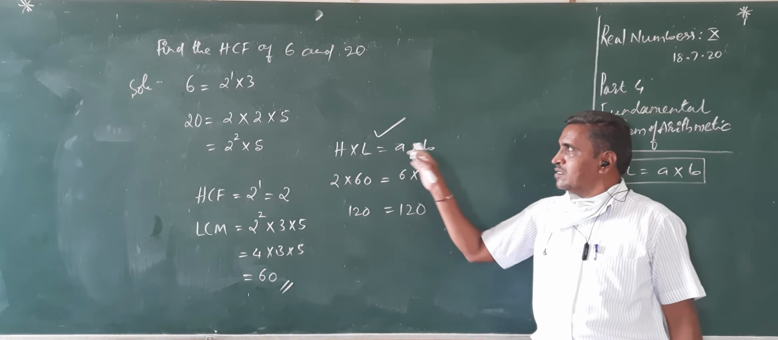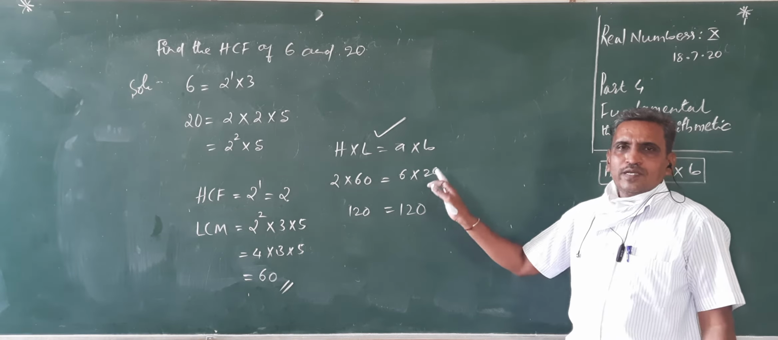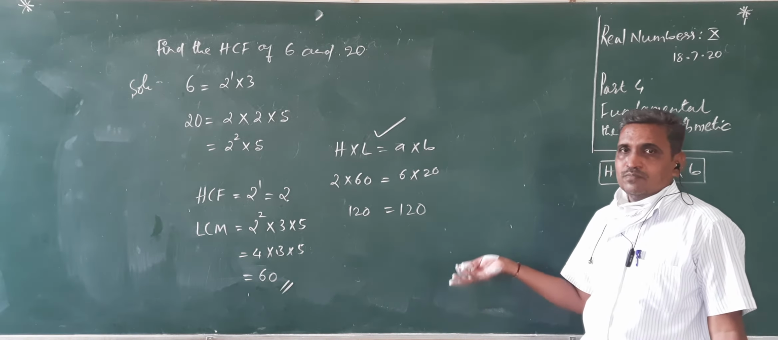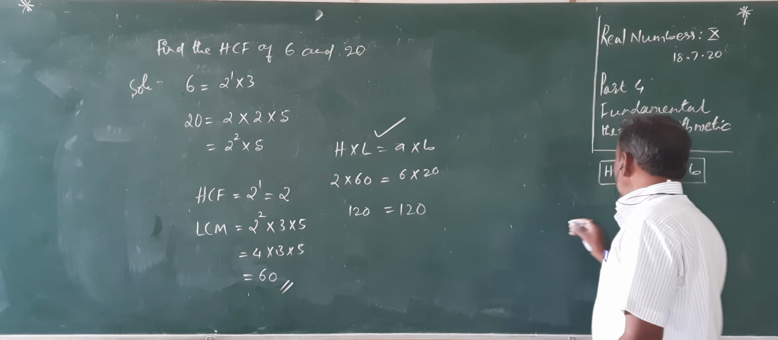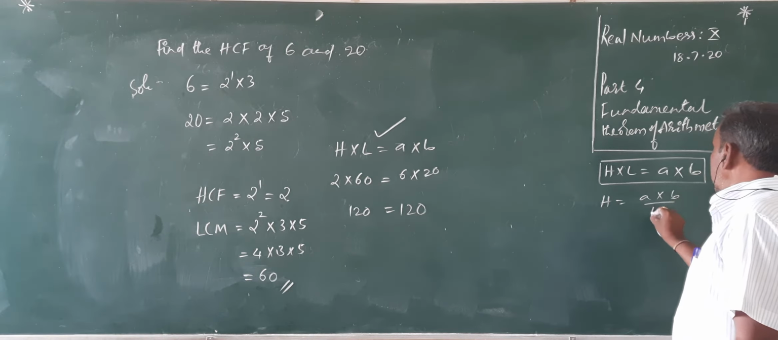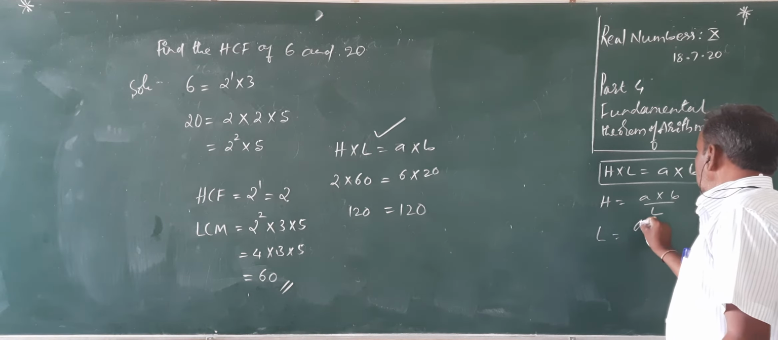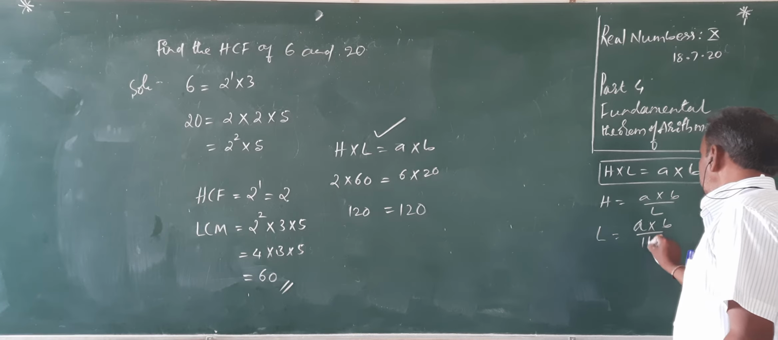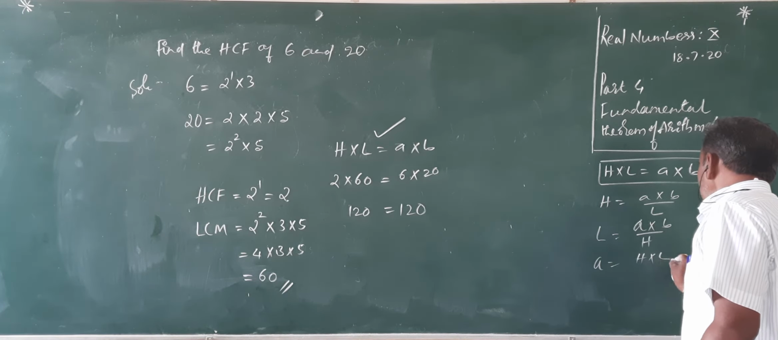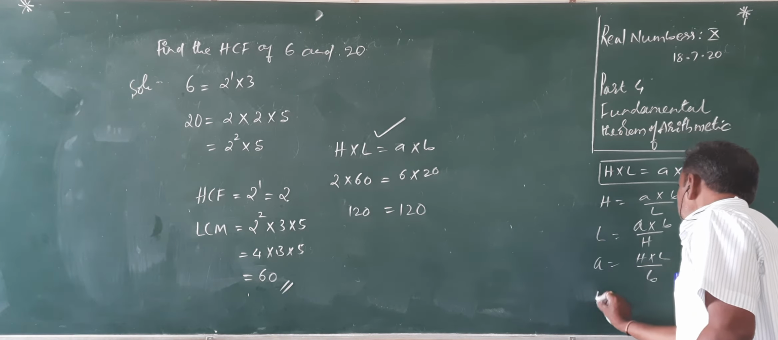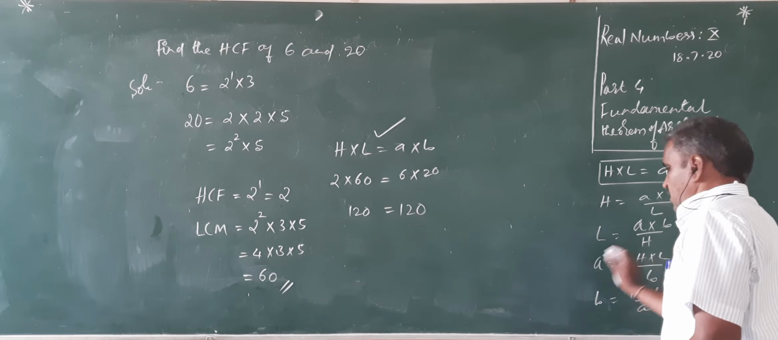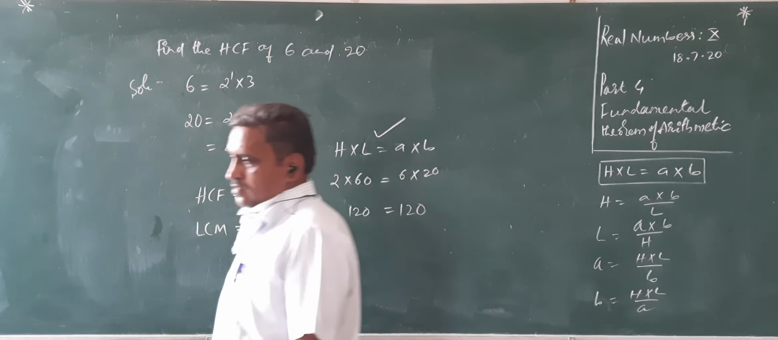That is the relation. Then we can use this. If H is not given, or L is not given, or A is not given, or B is not given, we can find it using the relation. That is, H equals A into B divided by L. L equals A into B divided by H. Similarly, A equals H into L divided by B. B equals H into L divided by A. These are the relations.